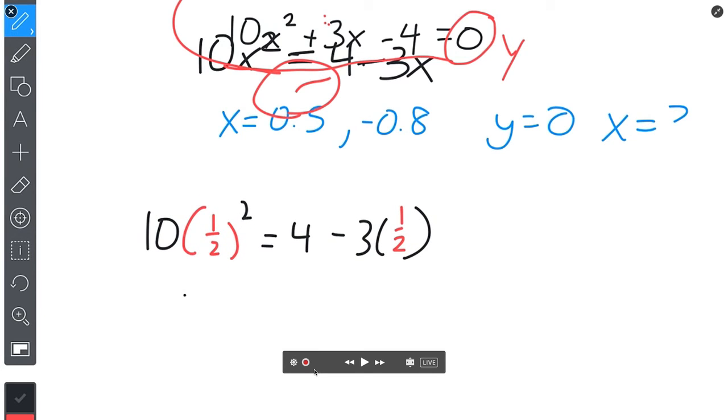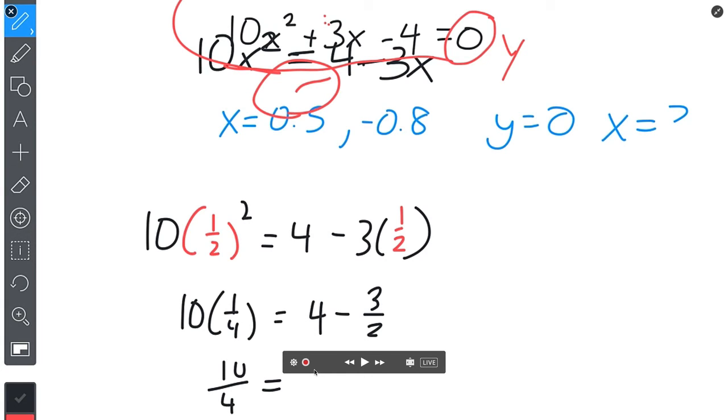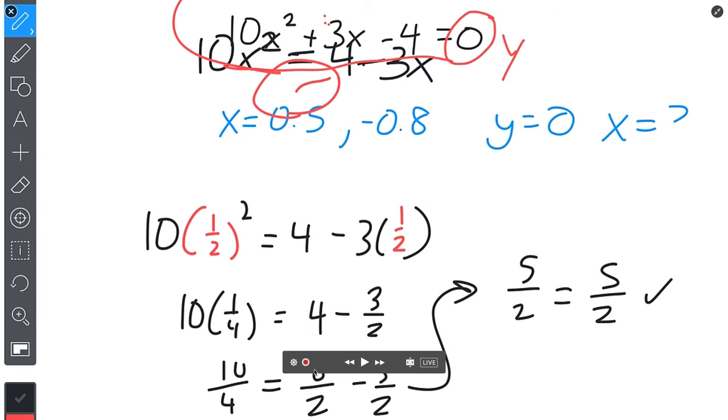Okay, so this here is 10 times 1/4, and this is going to be 4 minus 3/2. So this is 10 over 4, and this one here is going to give me 8/2 minus 3/2. So this here will give me right there 5 halves equals 5 halves. So we do see that this one works. And the same thing you're going to do when we plug in the negative 0.8 into those two places. And there we have it.